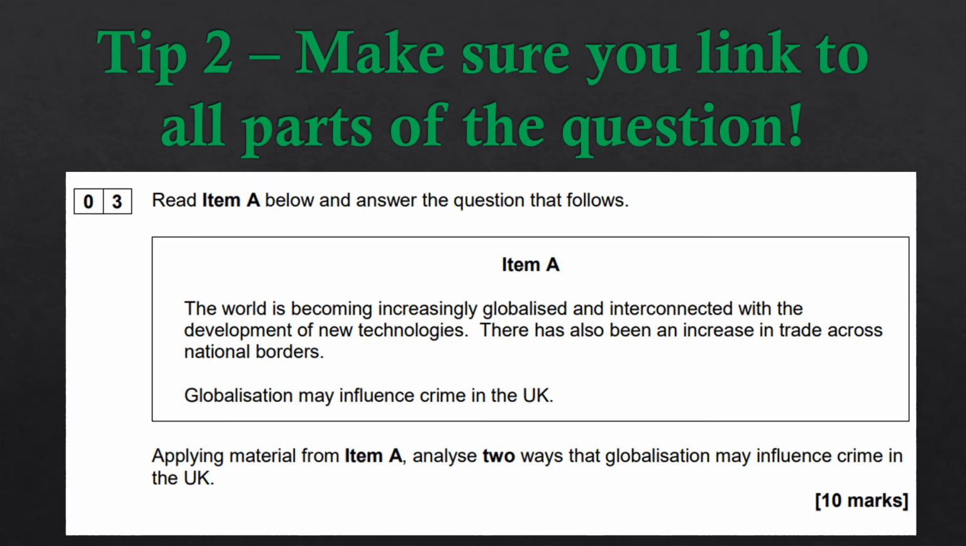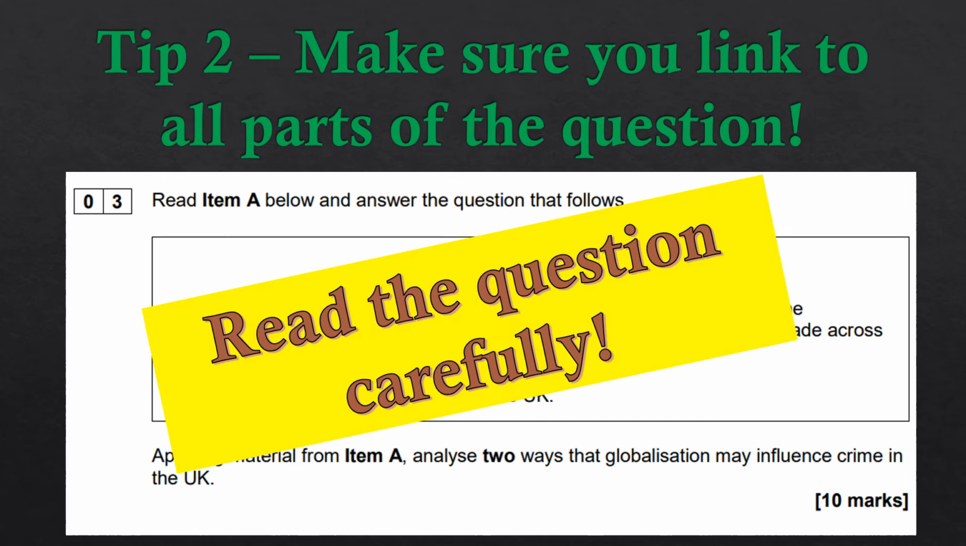And a second example, and this is where students did lose marks, is with this question where it's about globalisation affecting crime in the UK. Most students were able to correctly identify the way that globalisation has influenced crime, but some missed the point of crime in the UK. And they answered it in a more generalised manner, looking at crime on a global scale instead. To summarise, make sure you read the question carefully so you link to all parts of the question.